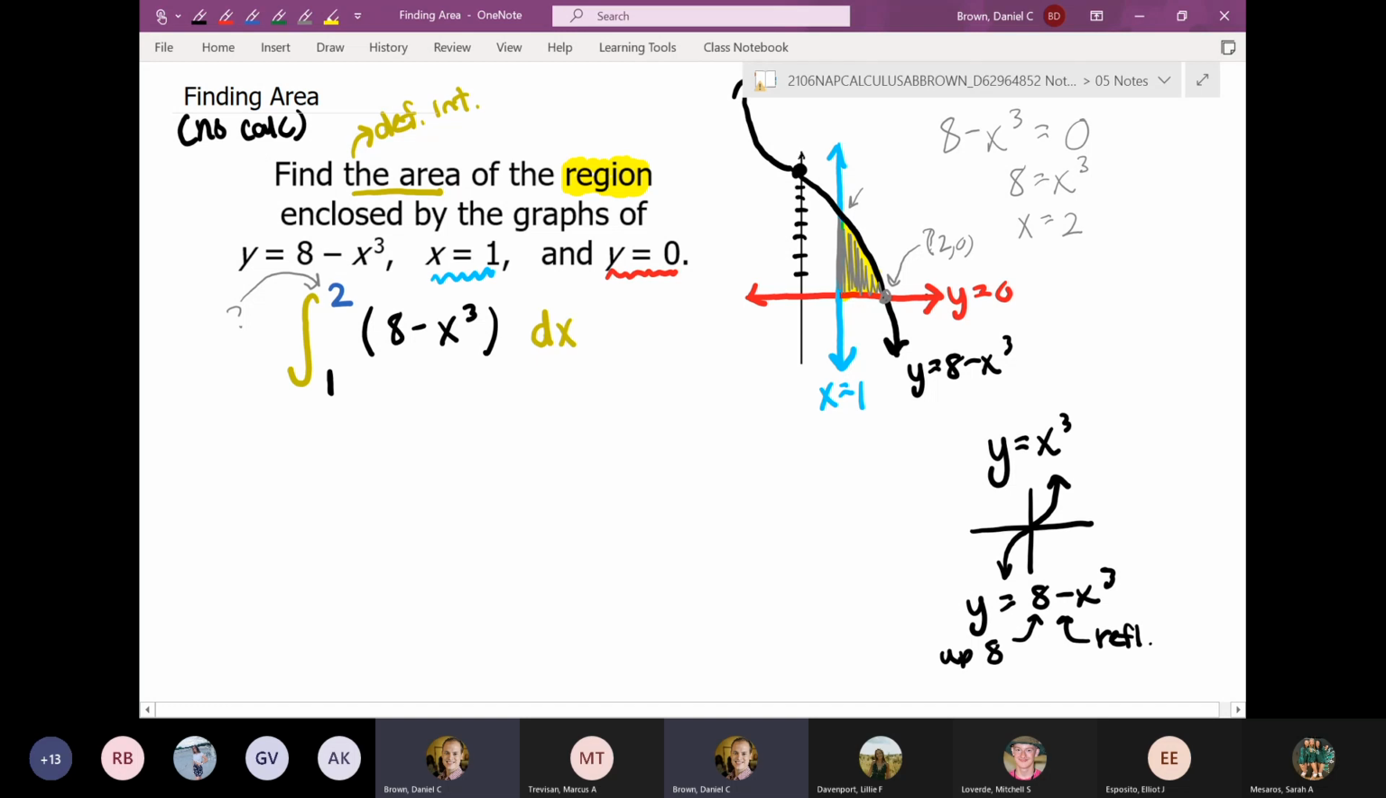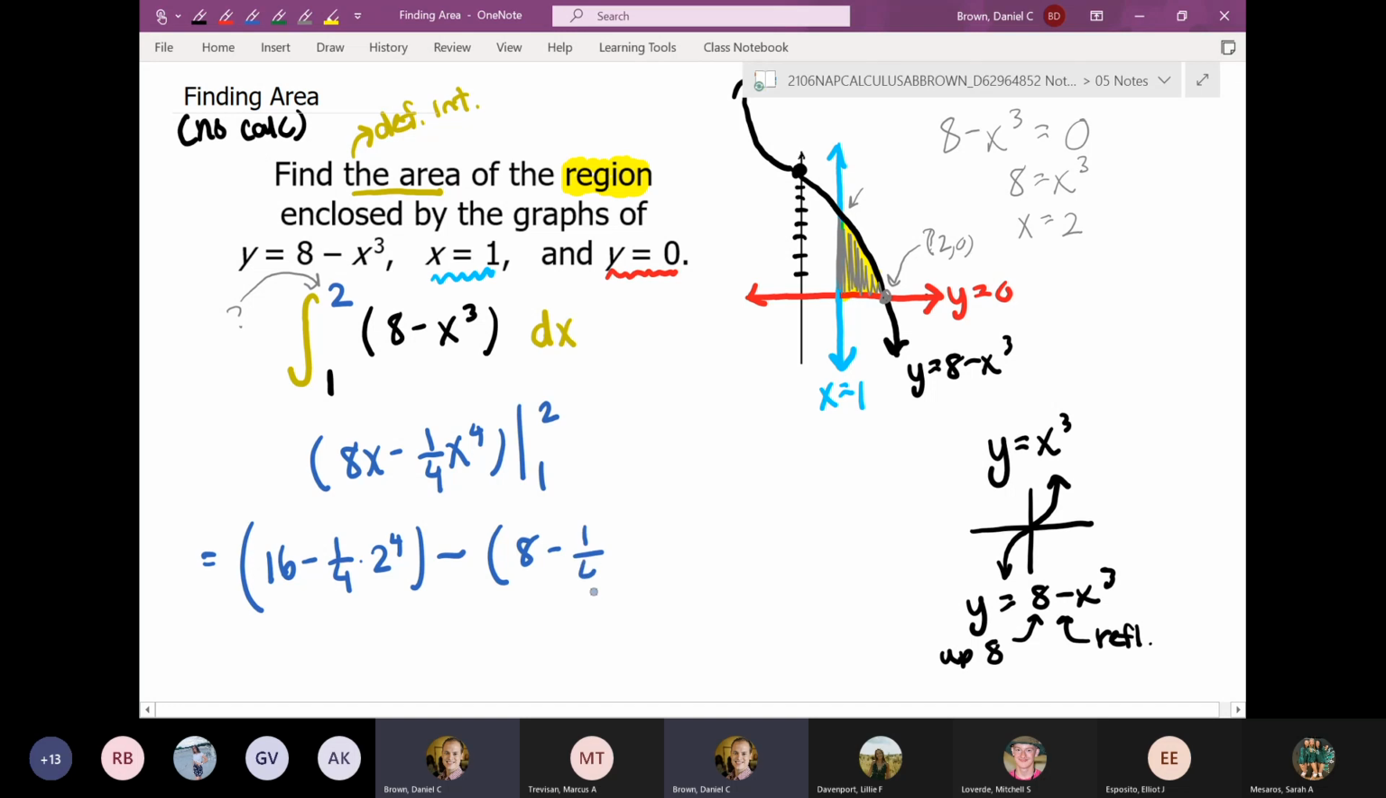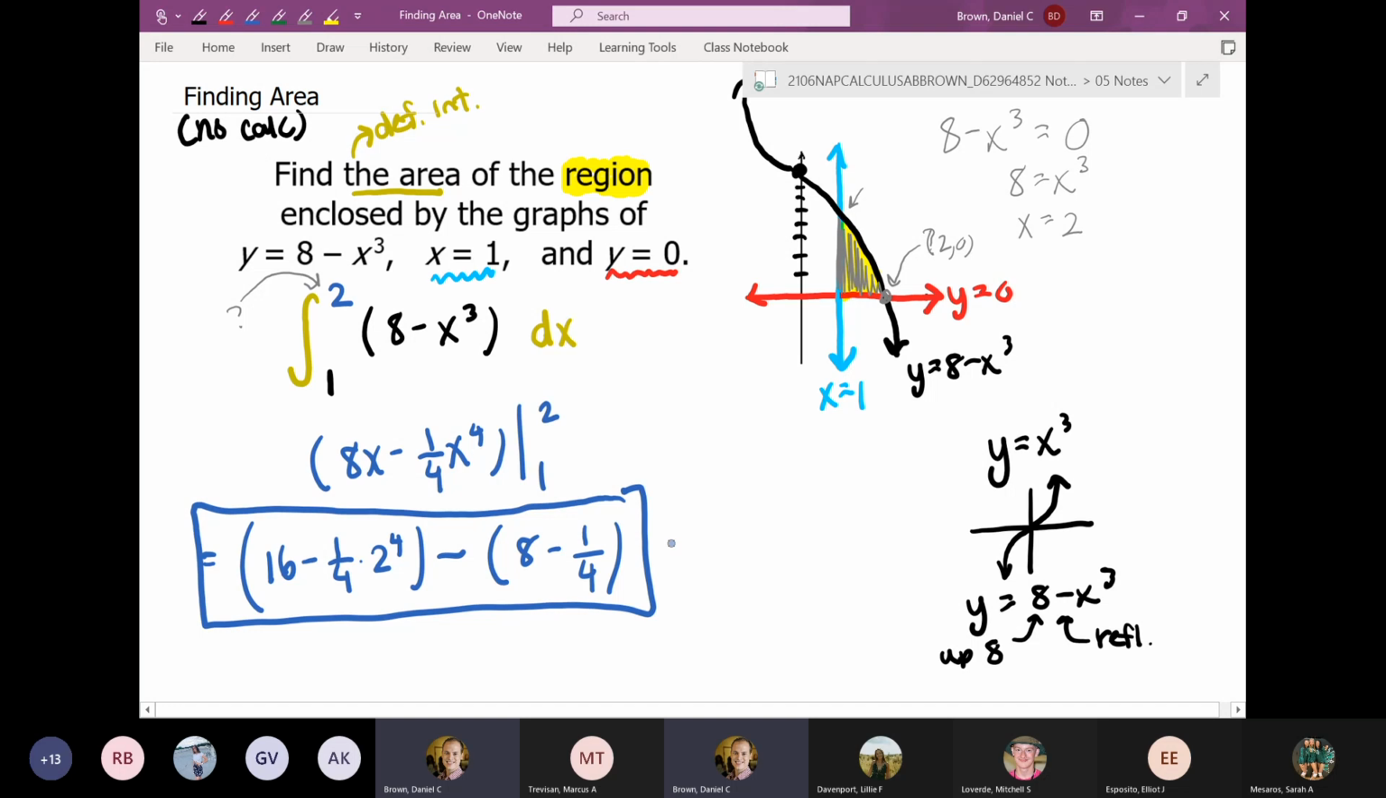And then we can easily find our antiderivative. The antiderivative will be 8x minus 1/4 of x to the 4th. Don't need a plus C, from 1 to 2. And then plugging in the top minus plugging in the bottom. You could simplify it, but I'm going to be lazy and not. That would represent the area of our region.